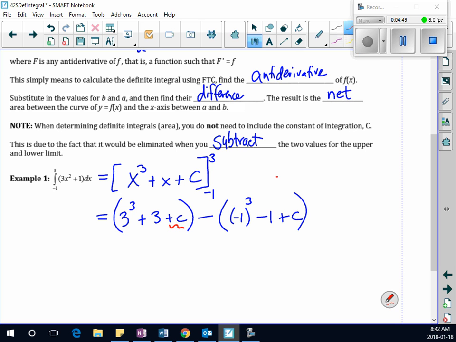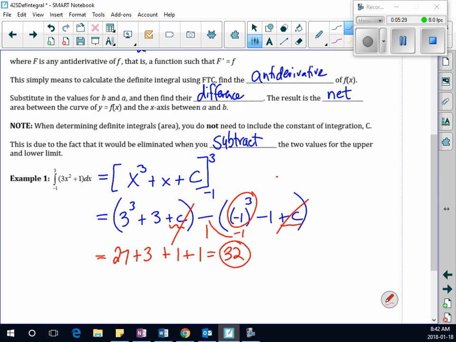I have a c subtract a c. Do you see? They will cancel. So this is why, in the actual definite integral, when we're using FTC, we never put the c in there because it's just a distractor. So then we get 27 plus 3. Negative 1 cubed is a minus 1. But then we have a minus minus, so that's a plus 1. And a plus 1. You could also simplify the brackets first, then do the subtract. Anyways, 32.